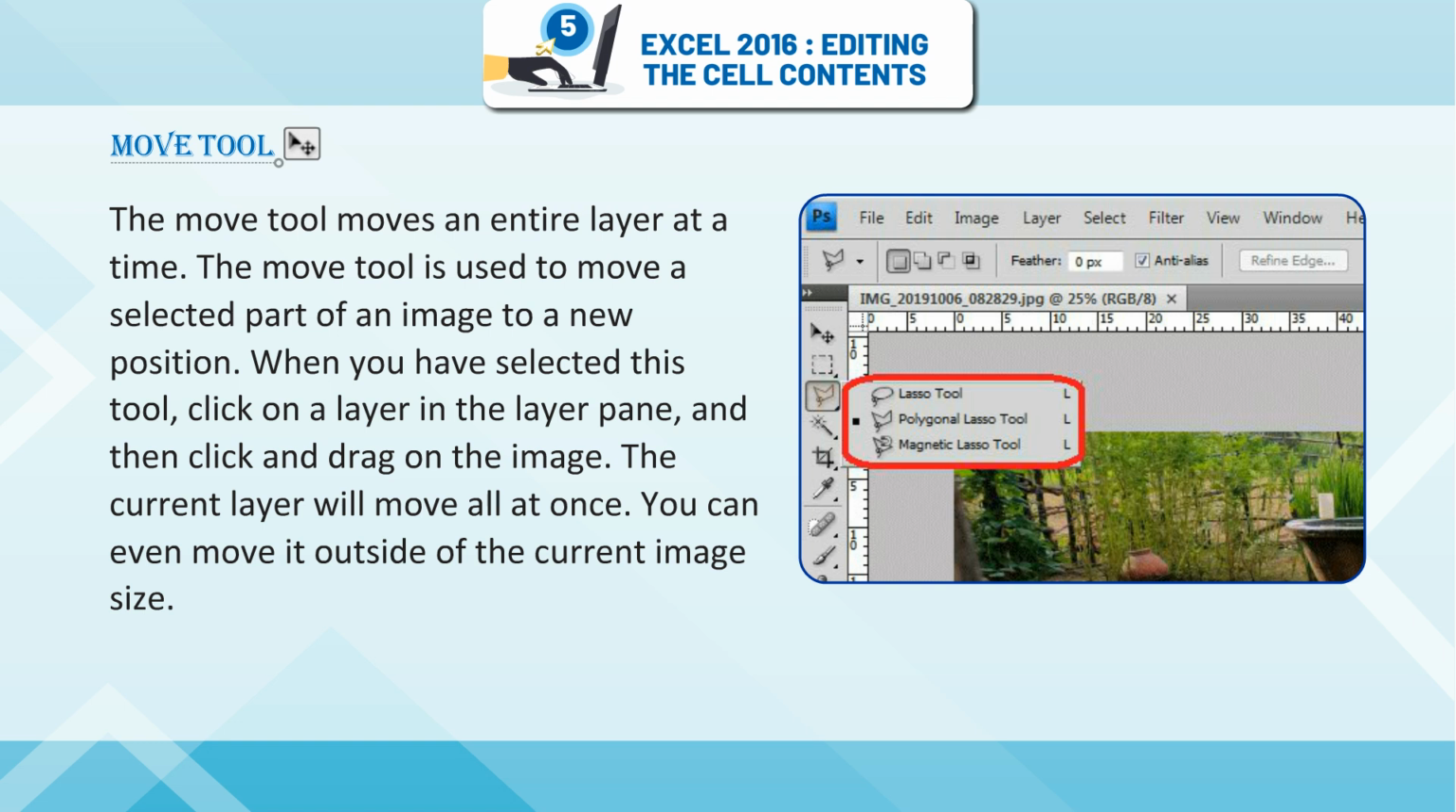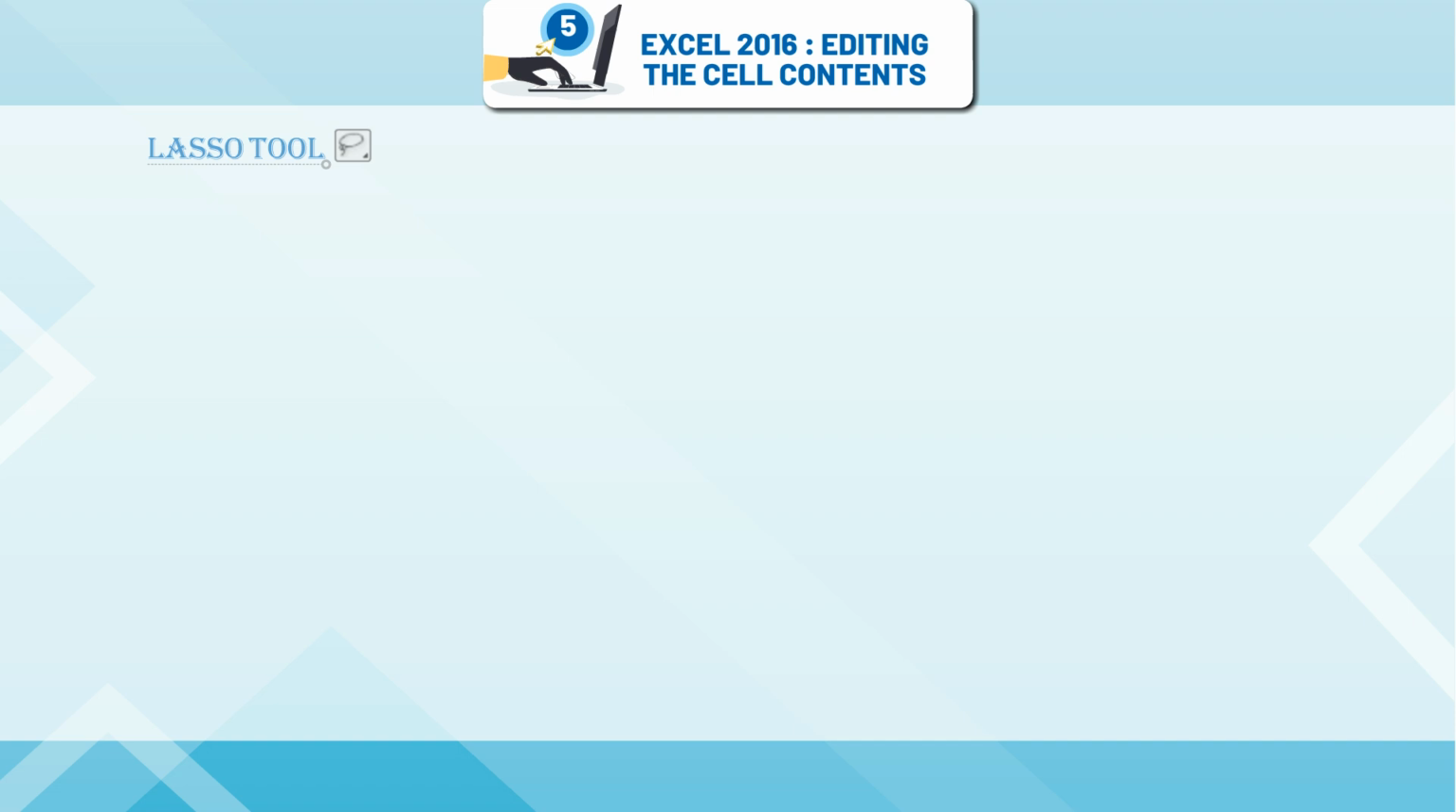When you have selected this tool, click on a layer in the layer pane and then click and drag on the image. The current layer will move all at once. You can even move it outside the current image size.